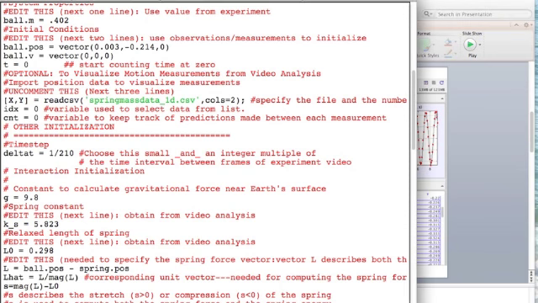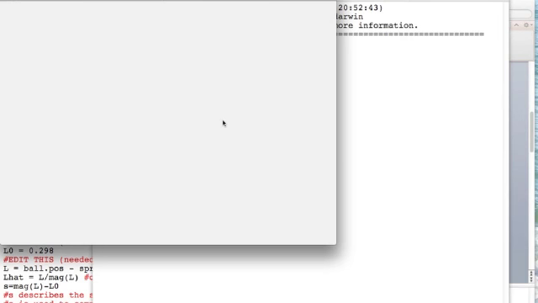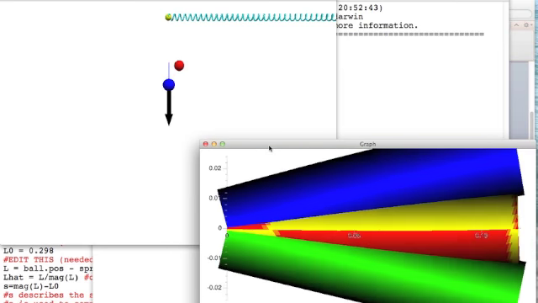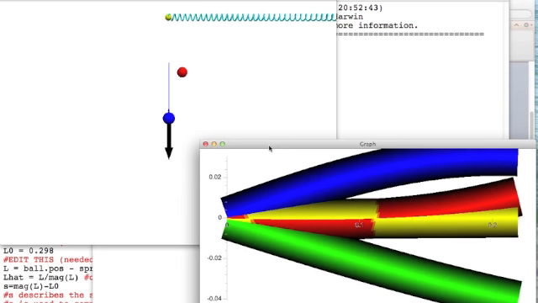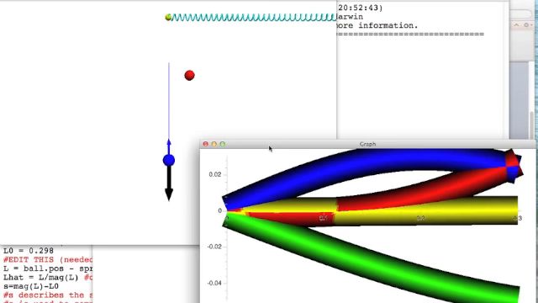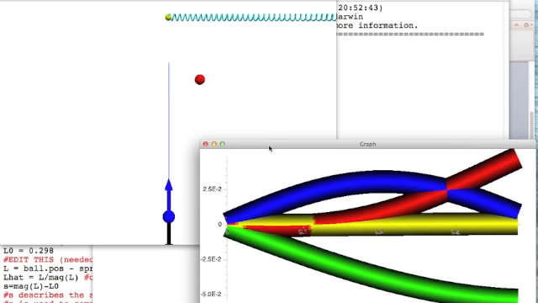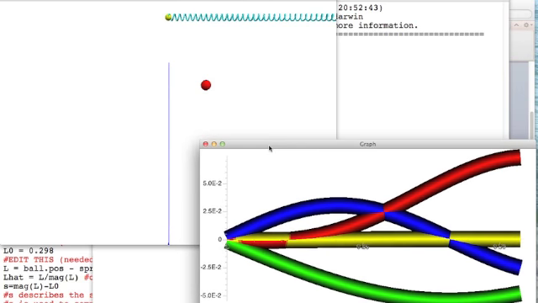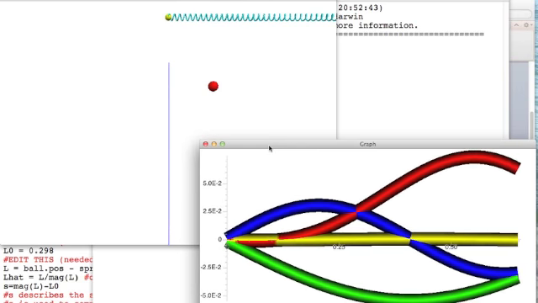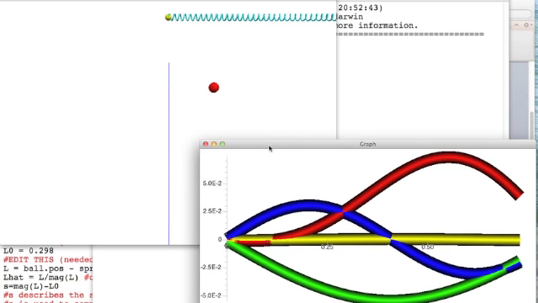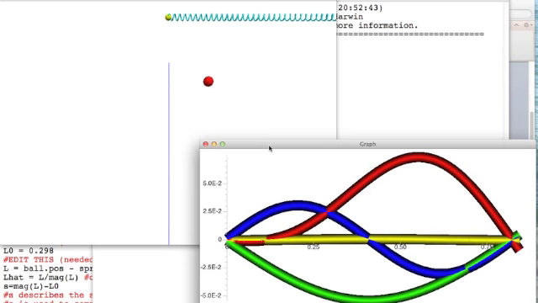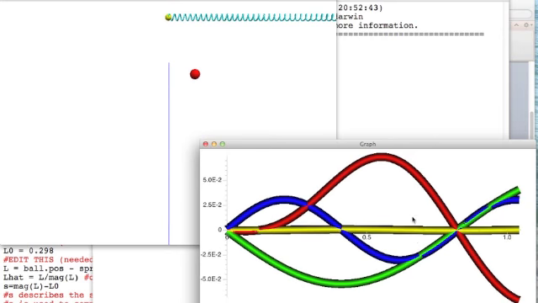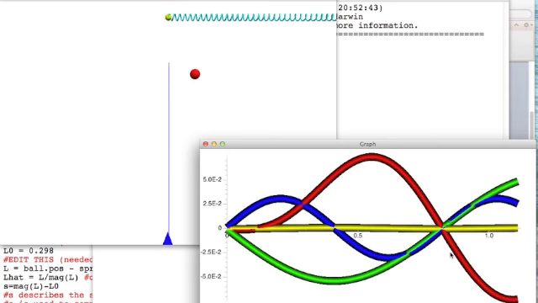So when I run my model, you can see the mass oscillating vertically on the spring and the mass swinging in an arc. And here you can see a graph of the motion and energies.